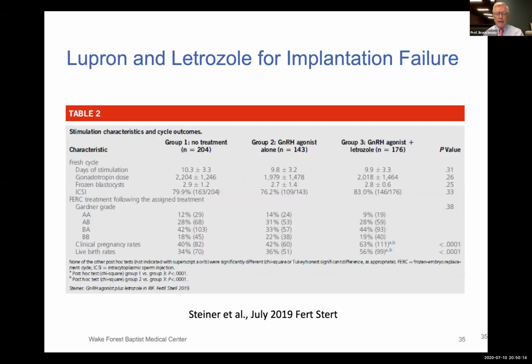But this paper, which came out in July in Fertility and Sterility by Steiner, showed that women treated with no treatment had live birth rates around 34%, with Lupron for 2 months, 36%. But if you gave Lupron plus Letrozole for 2 months, you had a much higher pregnancy rate, approaching 60%, suggesting that this is a problem that can be reversed by suppressing the endometriosis. And I think a lot of doctors in the US are now using the Receptiva DX test, and if the patients turn positive, are using this protocol before putting back frozen embryos.